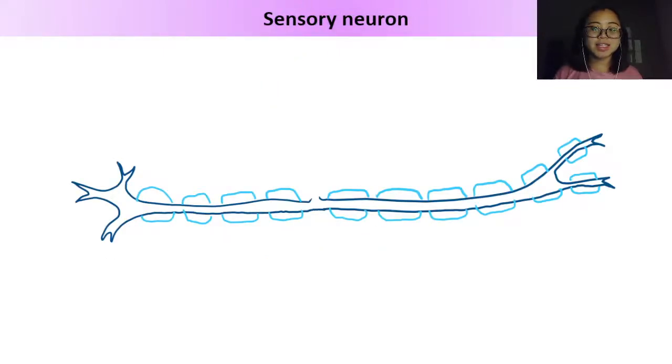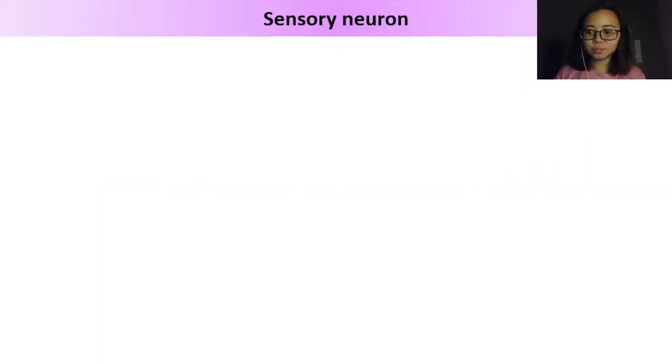Last but not least, it is the sensory neuron. Hold on, I'm going to fix the animation. Okay, we're back. All right, sorry about that. Okay, now we're going to draw the sensory neuron, which has the strangest shape of the 3 neurons.